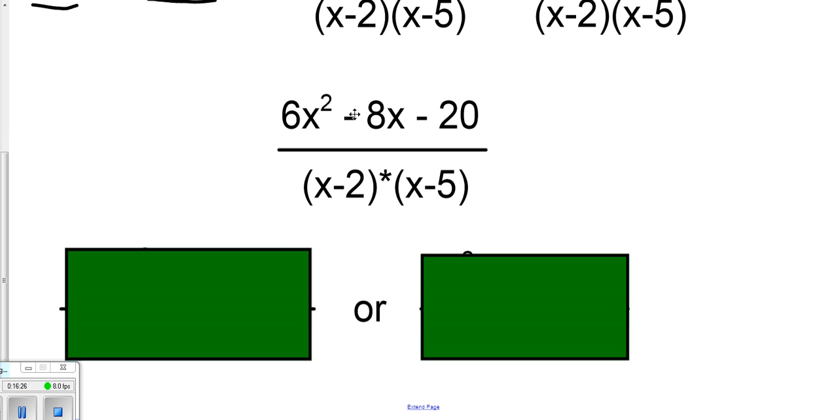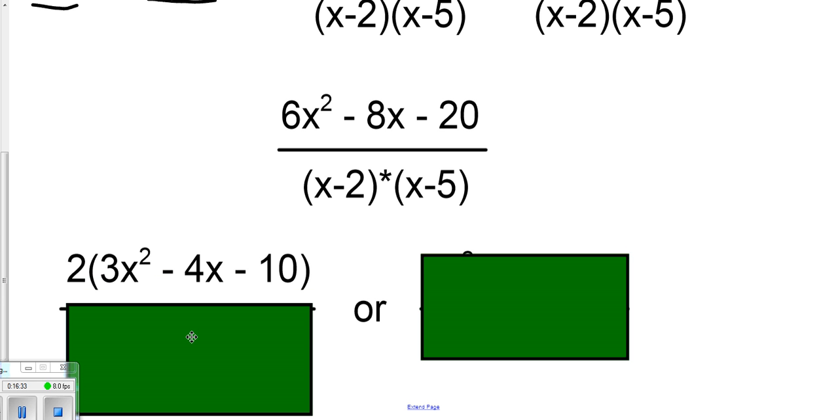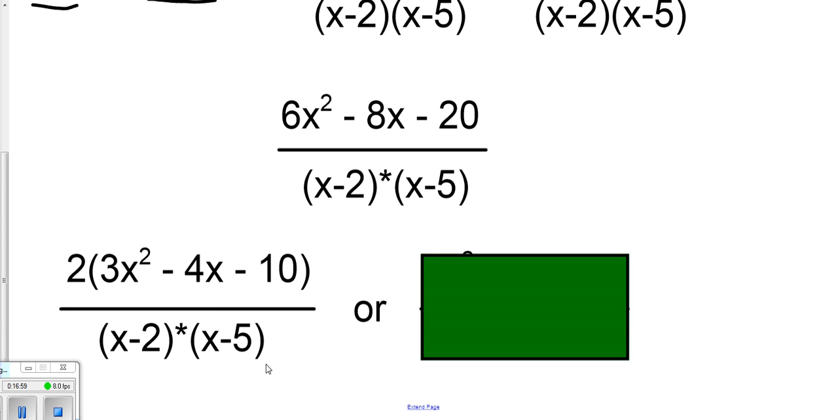At this point then, let's see if we can factor this top piece to try to cancel things out. We can take 2 out of all of those things, and it leaves 3x squared minus 4x minus 10. And if we try to AC this 3x squared minus 4x minus 10, we cannot do an AC factoring method here, because 3 times negative 10 is negative 30. There are no factors of negative 30 that would add to negative 4. So this is our fully factored numerator still over that denominator.